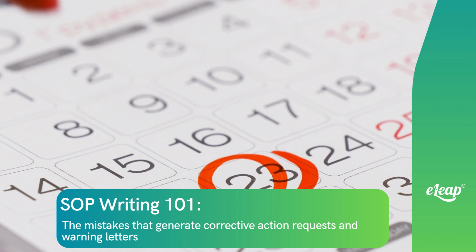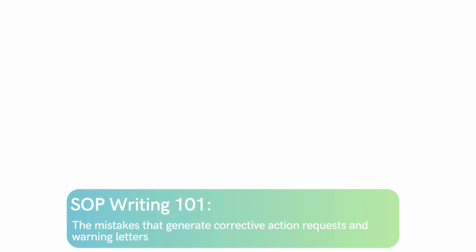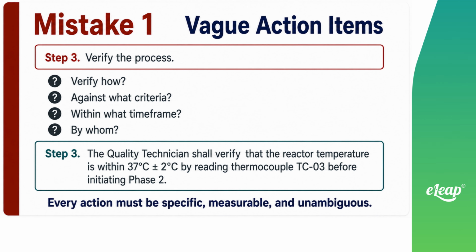The ones that generate corrective action requests and, in more serious cases, warning letters. Mistake 1, vague action items. Verify the process is not an instruction. Verify it how, against what criteria, within what time frame, by whom. Every action in your procedure must be specific, measurable, and unambiguous.